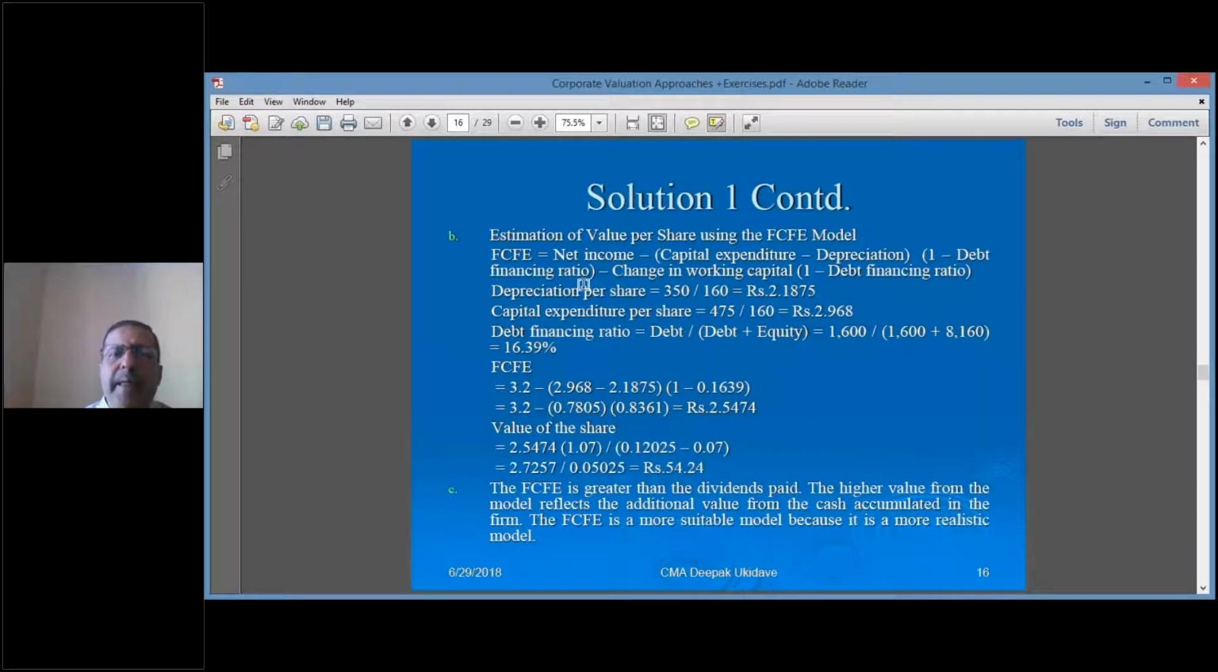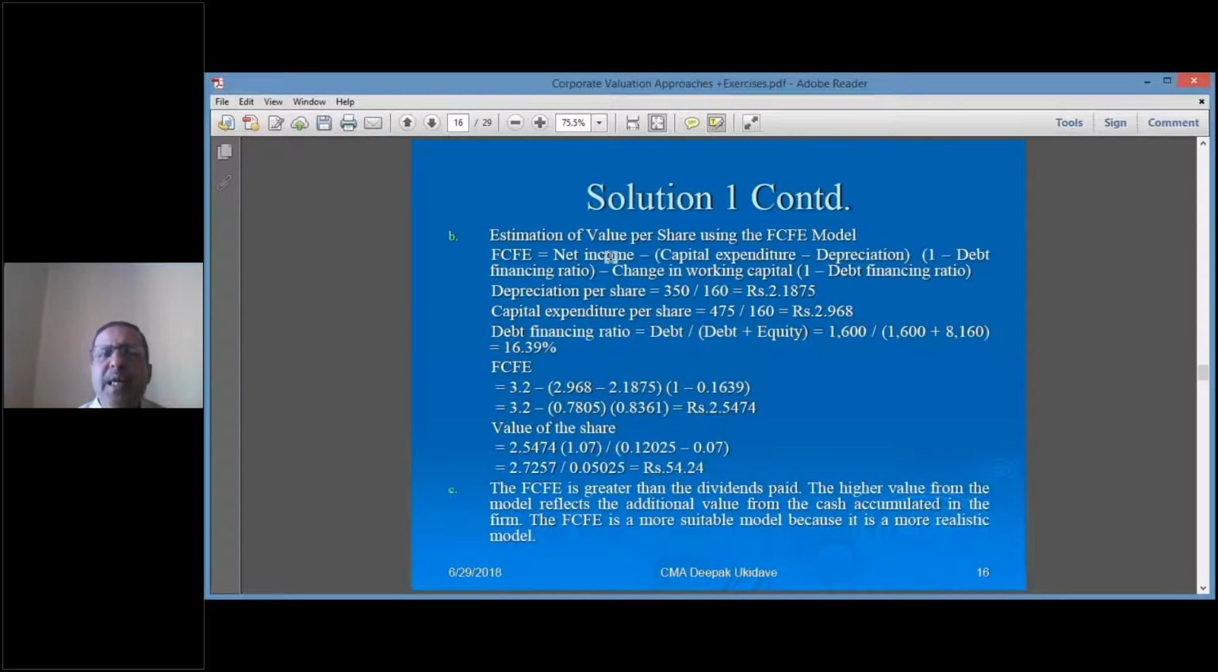FCFE is equal to net income. Net income is PAT. All of you know that you first convert book profit into cash profit. How do you convert book profit into cash profit? By adding back depreciation, adding back non-cash expenditure. And capital expenditure, delta capex, that means change in capex, and change in working capital during the year, you have to deduct, because that will reduce your cash flow. So I repeat, net income, we add back depreciation and reduce change in capex and change in working capital. I have merged the capex, working capital and depreciation effects together.